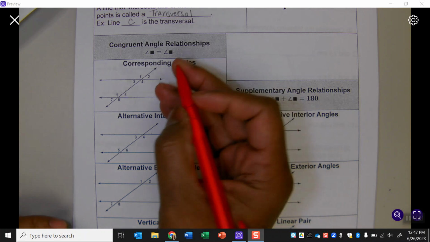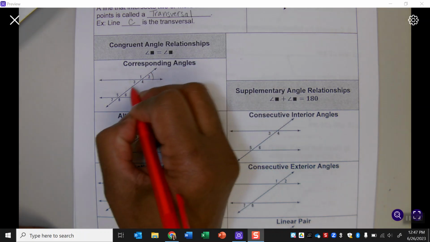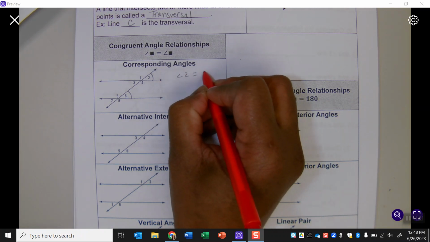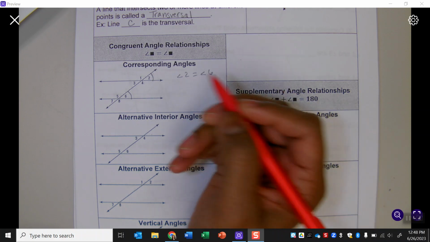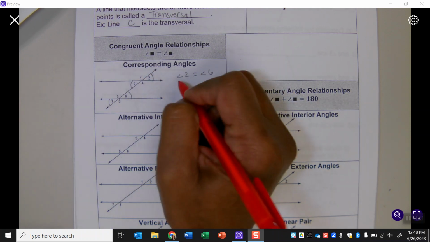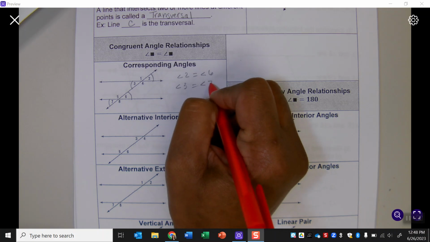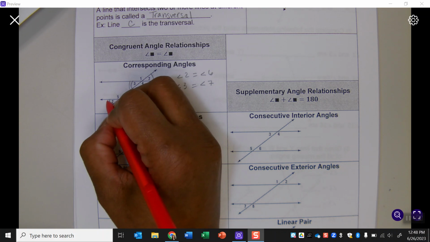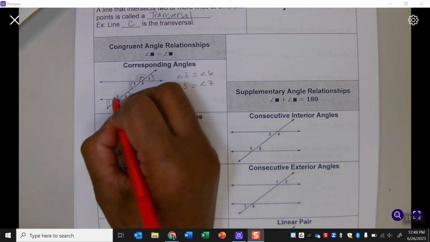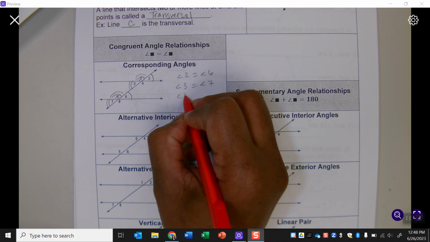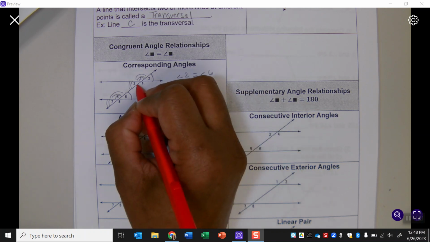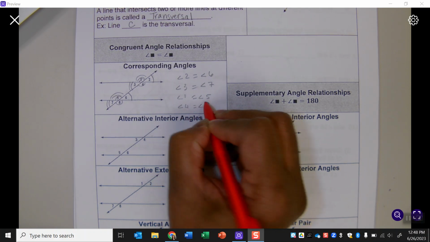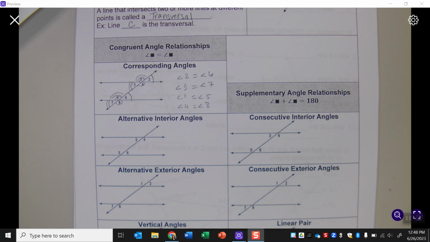Here we can see corresponding means that they are basically facing the same direction. So angle 2 is equal to angle 6, they're corresponding. We can also say that angle 3 and angle 7 are corresponding and they're also congruent. Angle 1 is corresponding with angle 5, and angle 4 is corresponding with angle 8. So these angles are equal to each other.